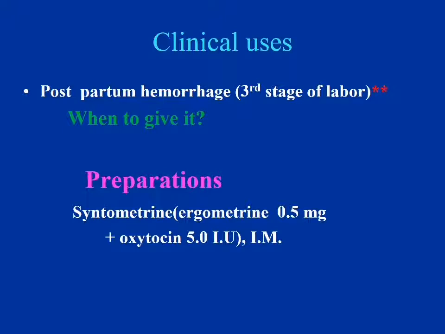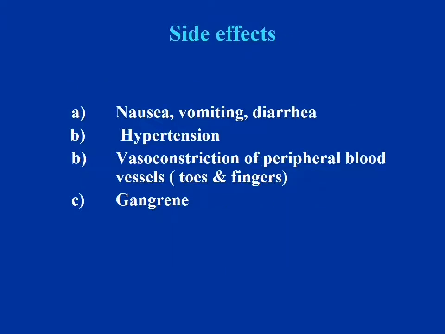This is at the timing of the third stage of labor. Preparations: Syntocinon, ergometrine 0.5 milligram plus oxytocin 5 international units, given intramuscularly. What are the side effects? The side effects are mostly gastrointestinal, ranging between nausea, vomiting, diarrhea, and also systemic, like hypertension.